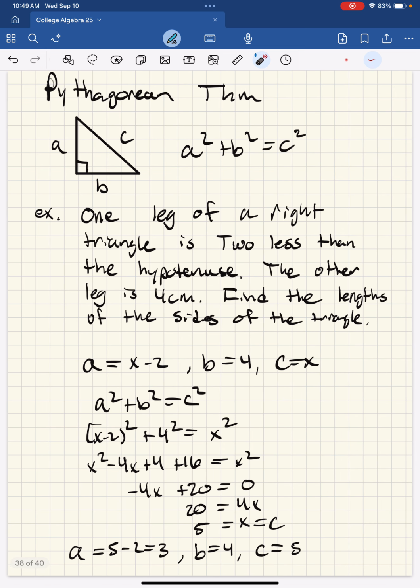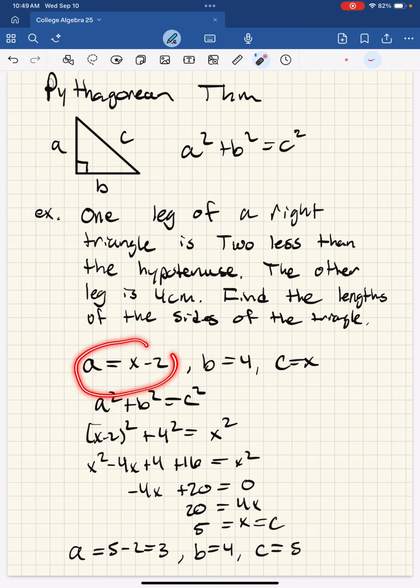The next application is the Pythagorean theorem. If you have a right triangle, the Pythagorean theorem states that the sum of the squares of each side is equal to the square of the hypotenuse, or a squared plus b squared equals c squared. In this example, one leg of a right triangle is 2 less than the hypotenuse and the other leg is 4 centimeters. Find the lengths of the sides.